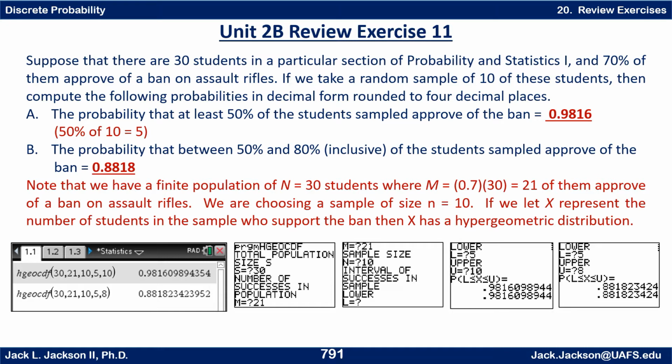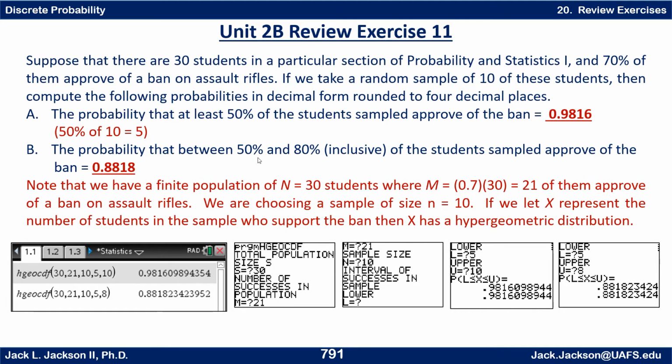All right, so we just run our program, hypergeometric CDF. Total population size is 30. The number of successes in the population is, oh, we need to figure that out too, right? 70% of 30 is 21. That's got to be a whole number. If it's not, round it off. Okay, so that's 21. The sample size is 10. And we're going to go from a lower of 5 to an upper of 10. And that probability is 0.9816. It gives you the number twice because it's trying to make 1 into an exact fraction form. That rarely happens, but sometimes it does.